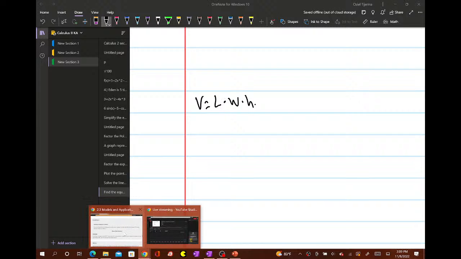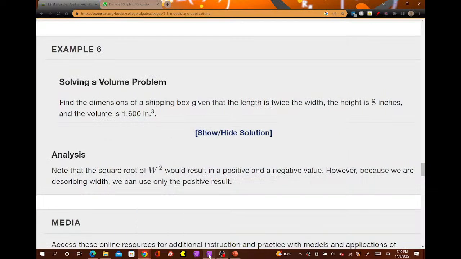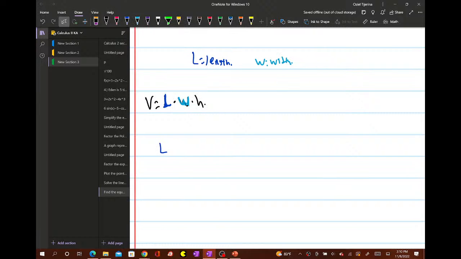Okay. And they're saying that the length is 2 times the width. So let's do this as the length, L is length, and W is width, and then the height is h. Let's just do the height as h, like this, right?